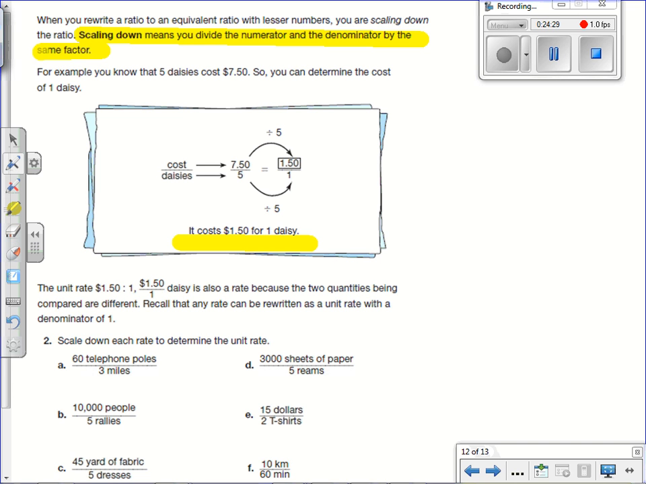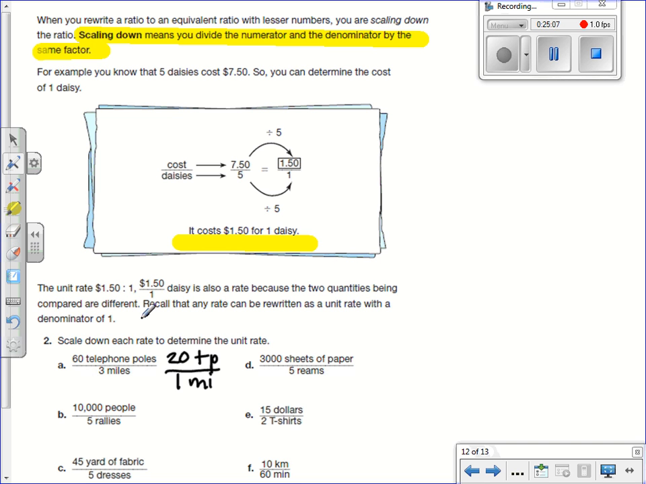So scale down each rate to determine the unit rate. So if on number 1 we have 60 telephone poles in 3 miles, I could take 60 divided by 3 to get 20 telephone poles. I put TP there to represent telephone poles for 1 mile. So in both cases, I did 60 divided by 3 to get 20, and then 3 divided by 3 to get 1. Oftentimes, what you're dividing by is just whatever's in your denominator for each one.